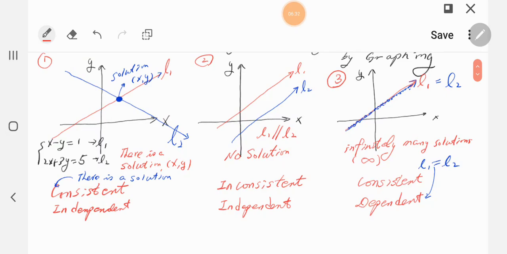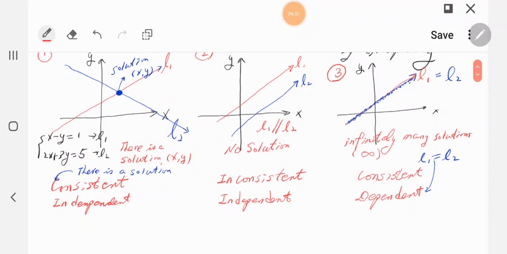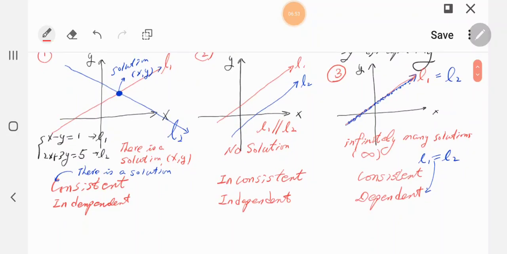Okay, can you see the difference? If there is a solution, the system is consistent; otherwise, it is inconsistent. If two lines are exactly the same, it's dependent; otherwise, it's independent. It's kind of a little bit confusing, right? But the system is consistent if there's a solution. The system is dependent if two lines are equal.